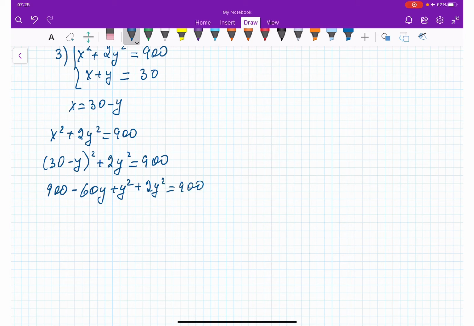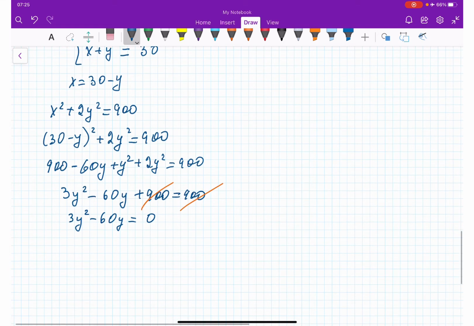Okay? So we are having 3y squared minus 60y plus 900 equals 900, successfully canceling 900 and 900, because once you move it to the other side, it's going to be 900 minus 900. And we are going to have 3y squared minus 60y equals 0. Okay, I'm taking out the common factor 3y, so I will get y minus 20 equals 0.